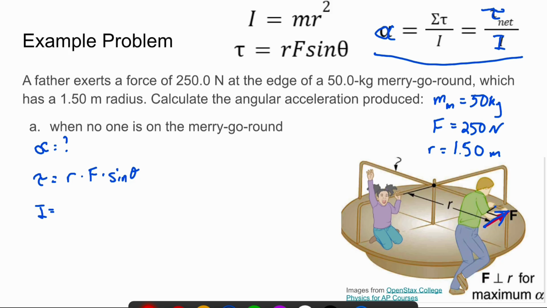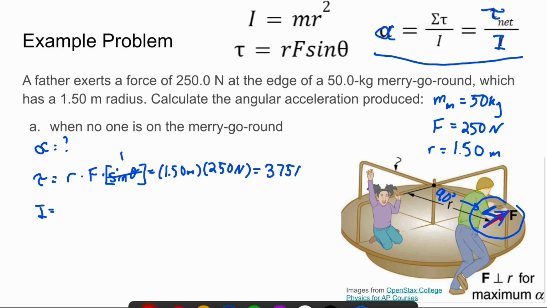Since we're told in our problem that we have a 90-degree angle, the sine of 90 degrees is just going to be 1. So we're really just looking for the radius where that force is applied, which is 1.50 meters, times the force, and the magnitude of that force is 250 newtons. If we take 1.5 times 250, we end up with 375 newton meters as the torque that the father's applying to that merry-go-round.